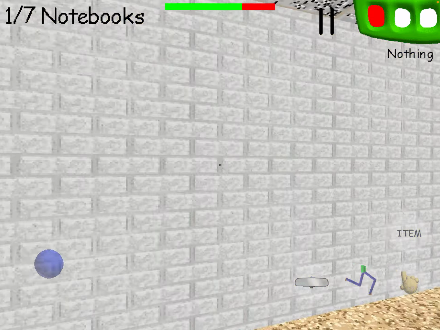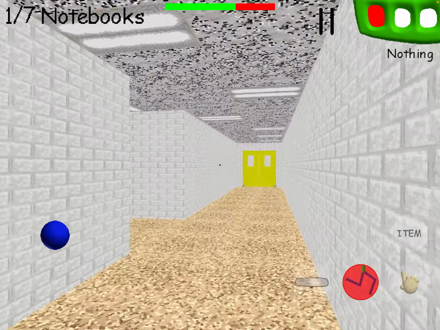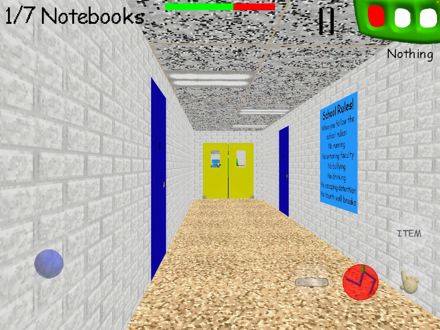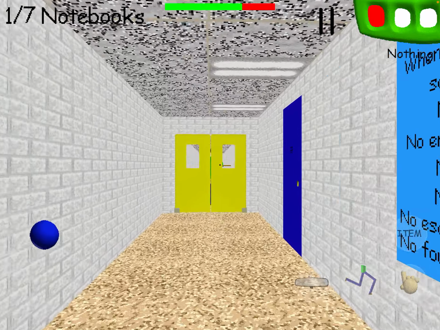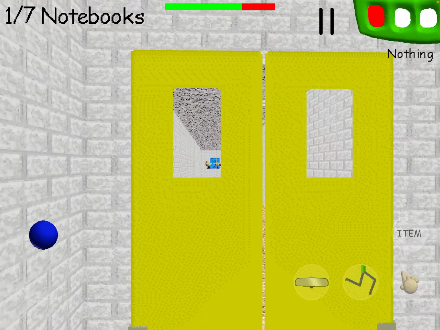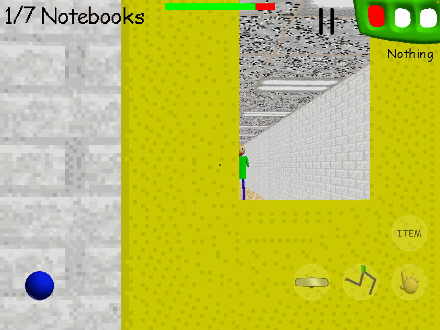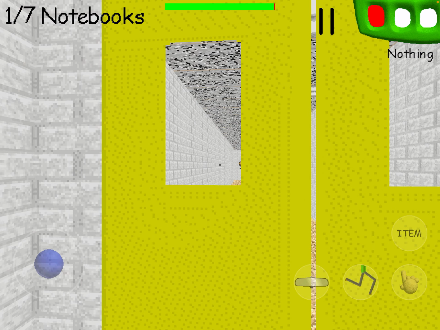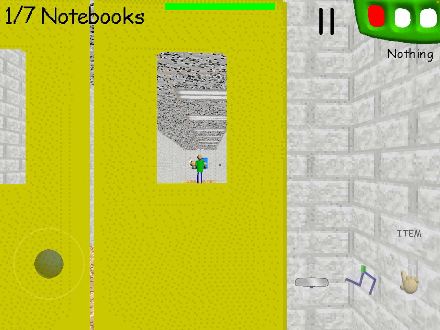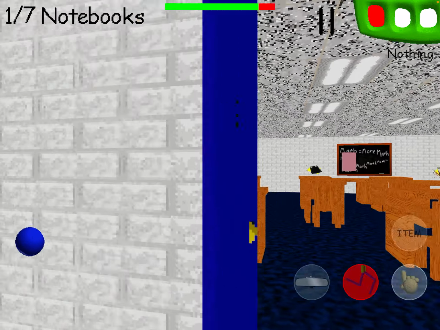Please. You need to collect 2 notebooks before you can use these doors. Oh, he can't go through the doors either. Look at this dude. Oh, goofy. Okay, let's go collect the other notebook.